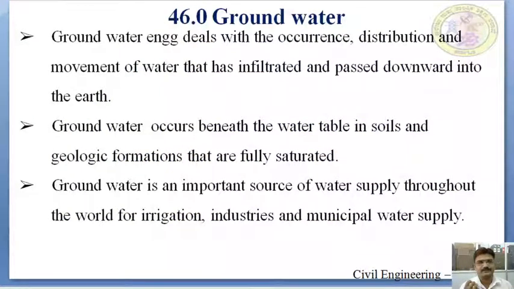What is groundwater? It is engineering which deals with the occurrence, distribution and movement of the water that has infiltrated and passed downward into the earth. Occurrence means to happen, distribution means supply, and movement means flow. So all these three phenomena are interrelated and the groundwater is generated.